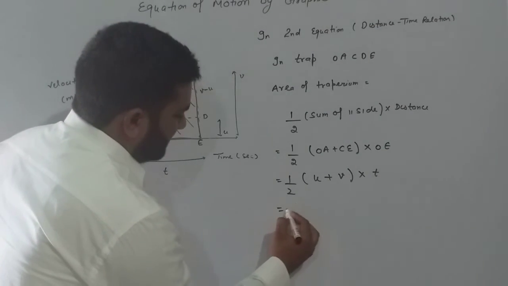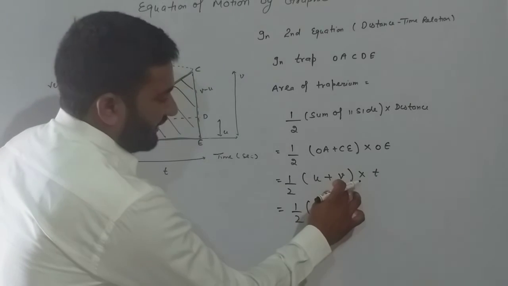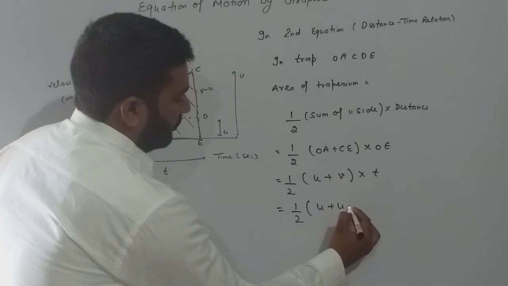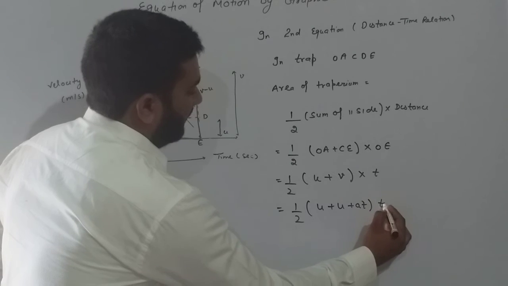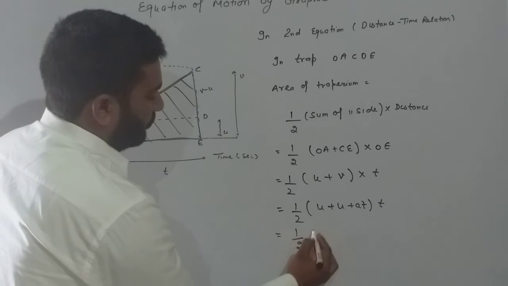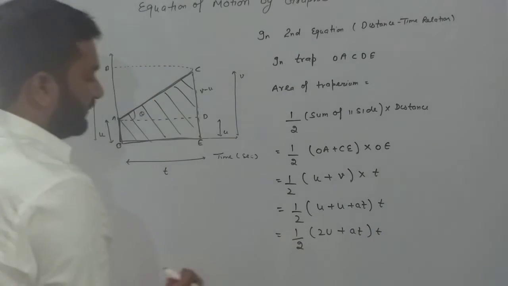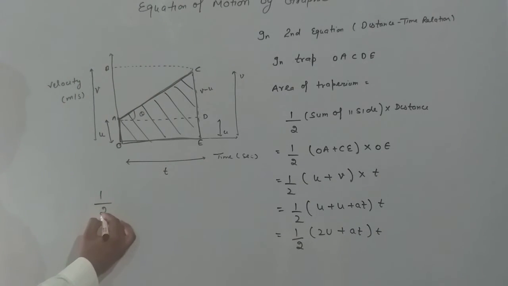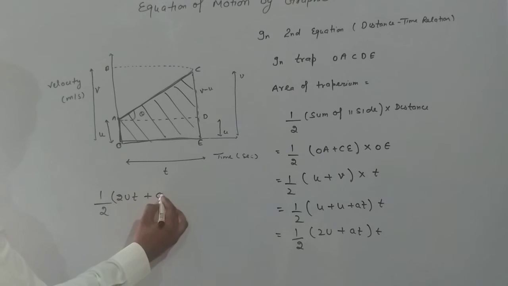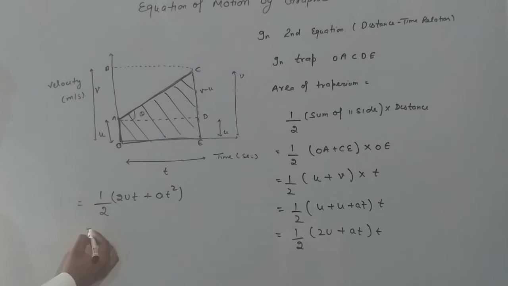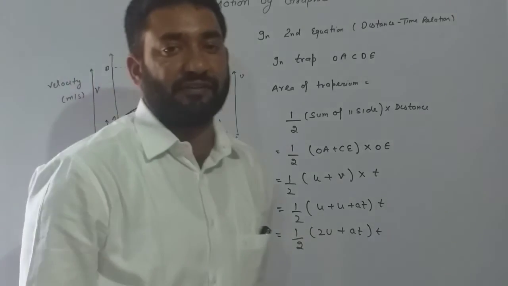From the first equation we know that v is equal to u plus at, into time t. So 1 by 2 into 2u plus at into t. From here, 1 by 2 into 2ut plus at square. So I can say that s is equal to ut plus half of at square. This is the second equation of motion.